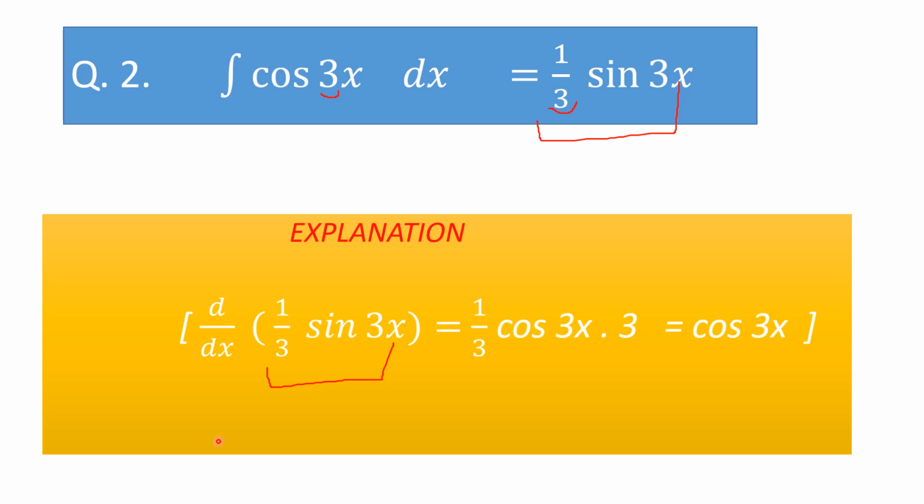Derivative of 1 upon 3 sine 3x is going to be 1 upon 3 as it is. Derivative of sine 3x is cos 3x multiplied by the coefficient of 3x, which is 3. So multiply by 3. Now this 3 gets cancelled by this 3. You are left with cos 3x. So you can verify that this is what is asked in the question. The integration of cos 3x is 1 upon 3 sine 3x, and the derivative of 1 upon 3 sine 3x is cos 3x. Clear?